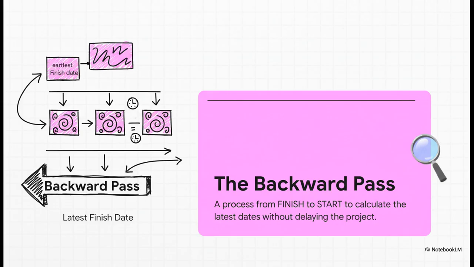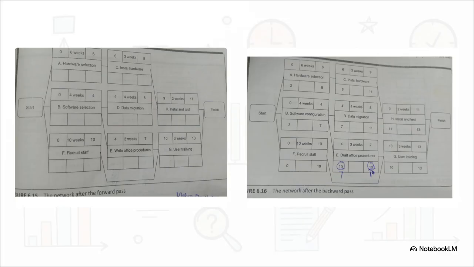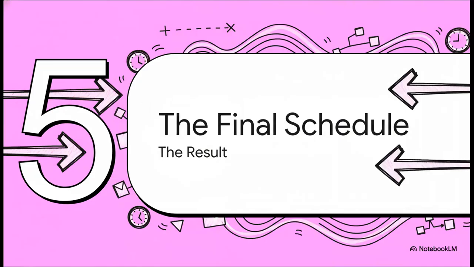And this time, we work our way backward through the network, from right to left, subtracting the time for each task. Let's trace this one backwards too. So our hard deadline is week 13. Look at task G, it takes 3 weeks. To finish by week 13, it absolutely has to start no later than week 10, right? 13 minus 3. We just keep subtracting our way back through the whole network. And just like before, there's one key rule. When you're going backwards and a task splits into multiple paths, you have to take the earliest of the latest start times. This whole process gives us the latest possible date every single task can start or finish without wrecking that final deadline.